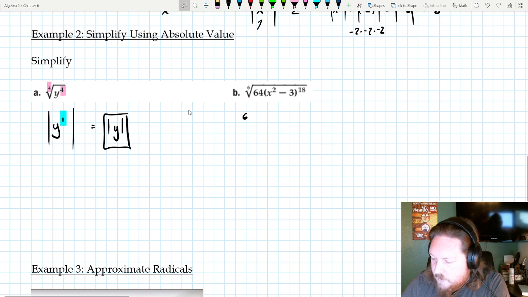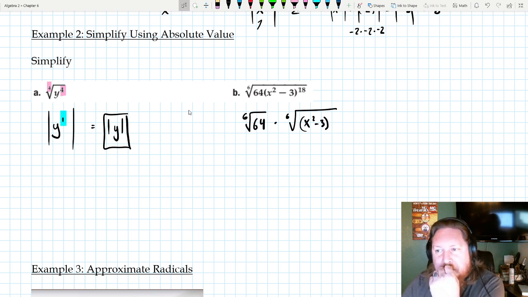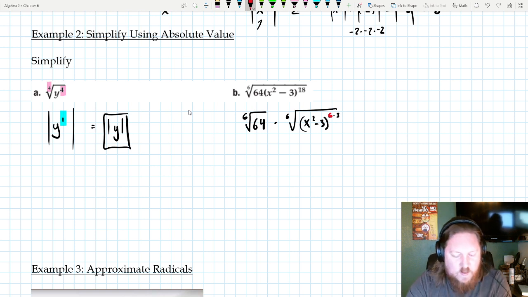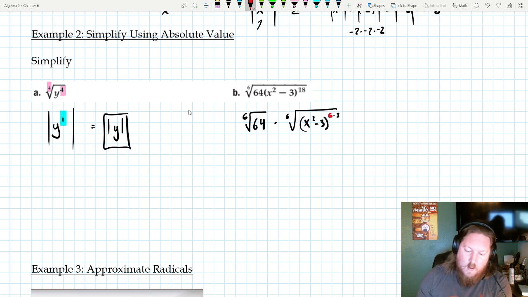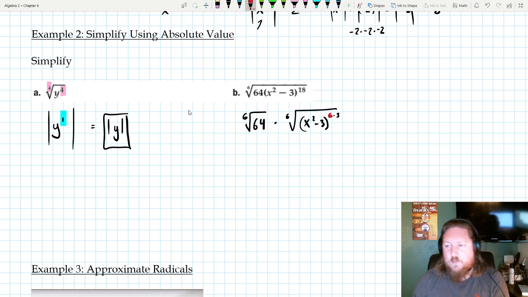Sixth root of 64 times the sixth root of x squared minus 3 to the 18. And 18 can be written as 6 times 3. So you can see I've got a power that I can cancel out there. 64, the sixth root of 64. What is the sixth root of 64? Oh, it's 2. I don't even know why I took a second here.